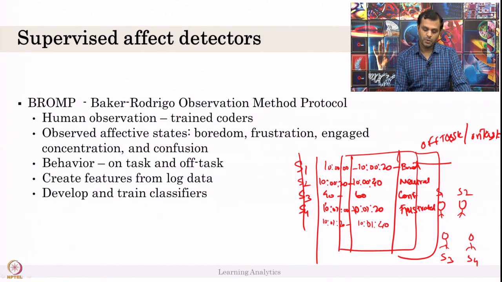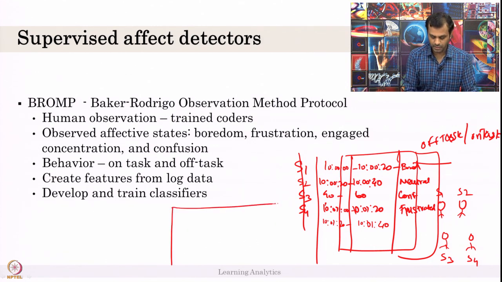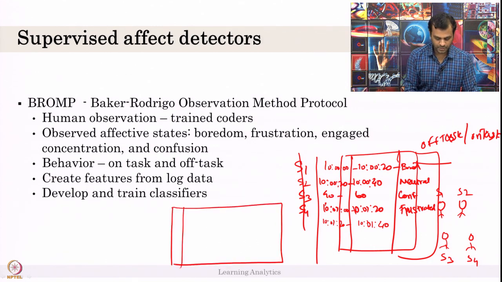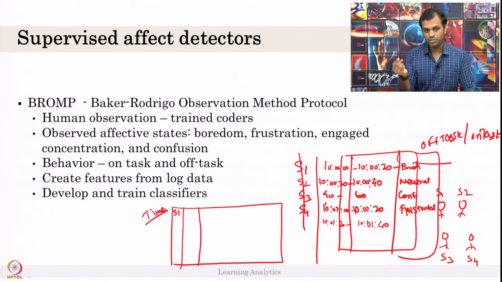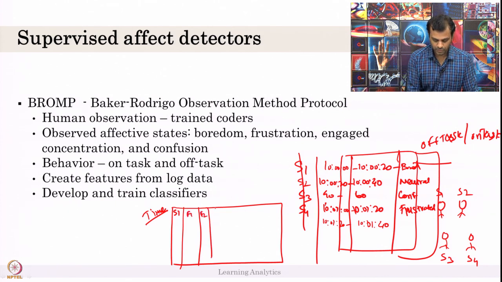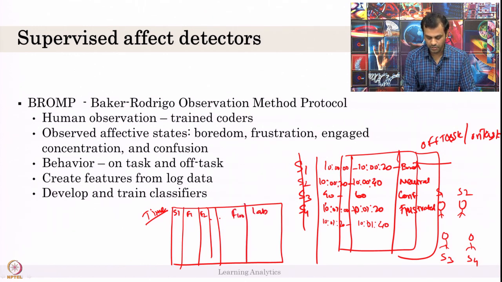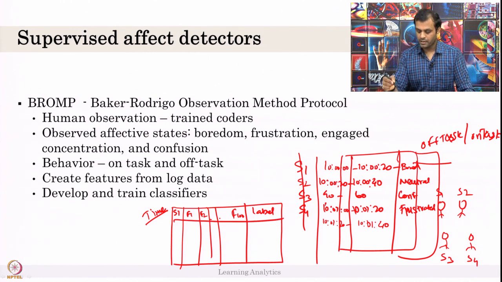So what happens here is you go back to your feature creation and use a machine learning classifier. For example, there is the timestamp and the student ID, S1. From the student's log data, that is the interaction system, you compute feature 1, feature 2, so 100 features. Then there is a label. The label is the emotion you detected, that is bored.